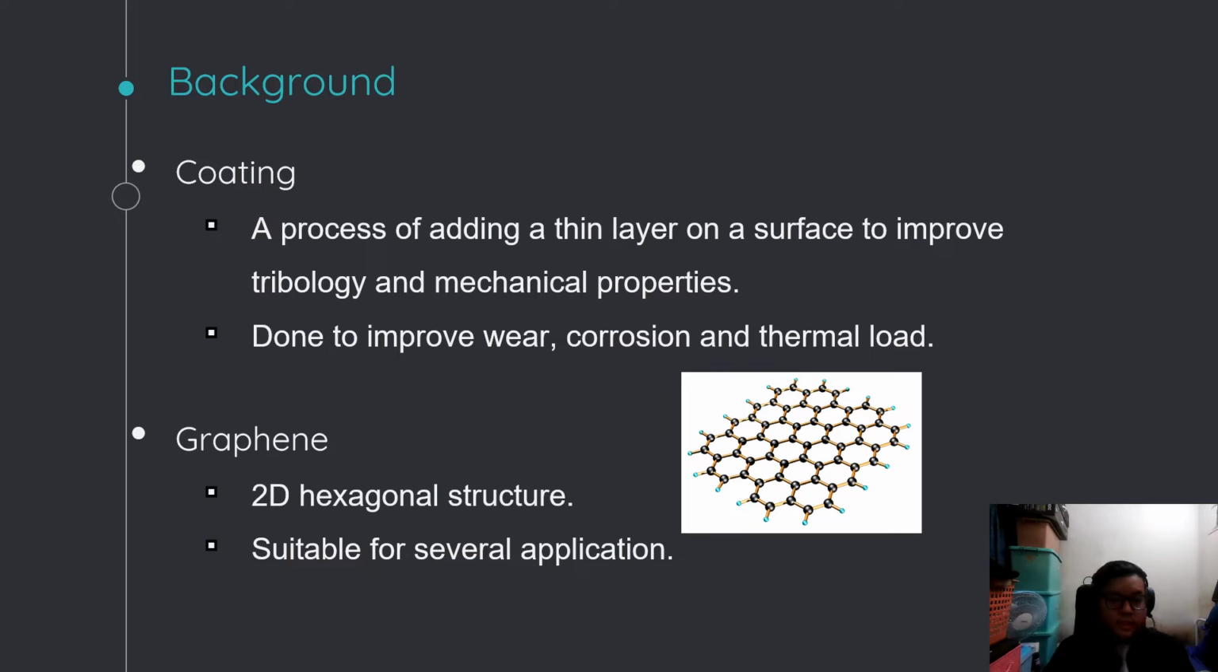Next is graphene. So graphene is the material that will be used for the coating material. So graphene contains a 2D hexagonal structure as you can see in the picture, and it is also reported to be suitable for several applications such as fuel cells, biological application, and anti-corrosion application.